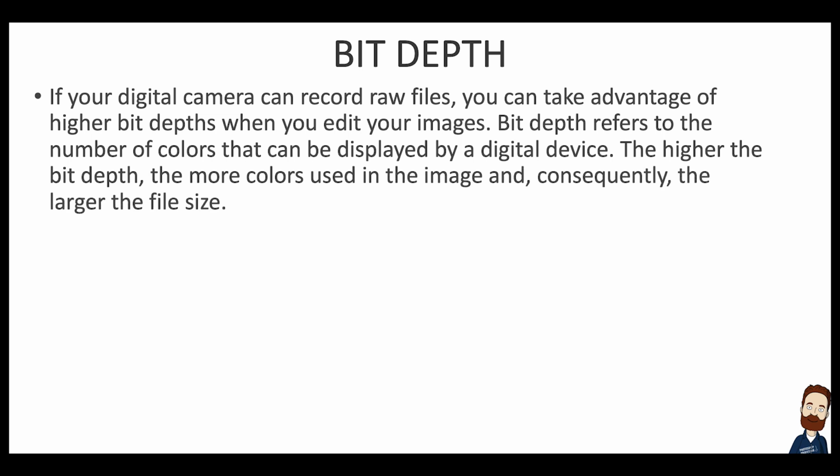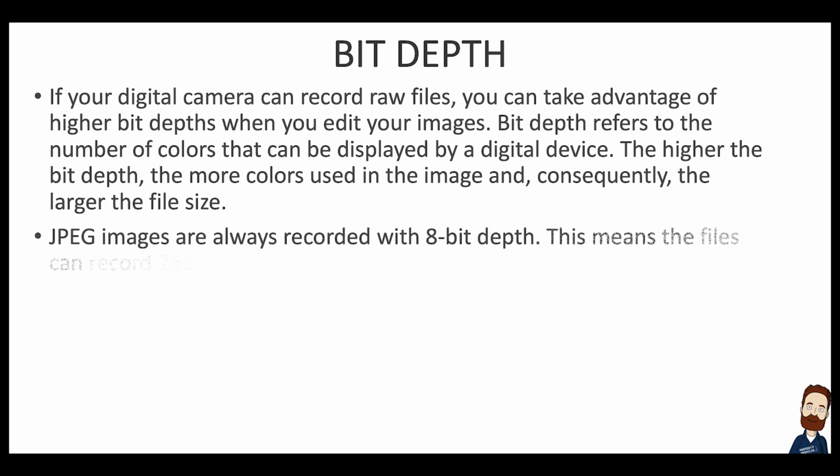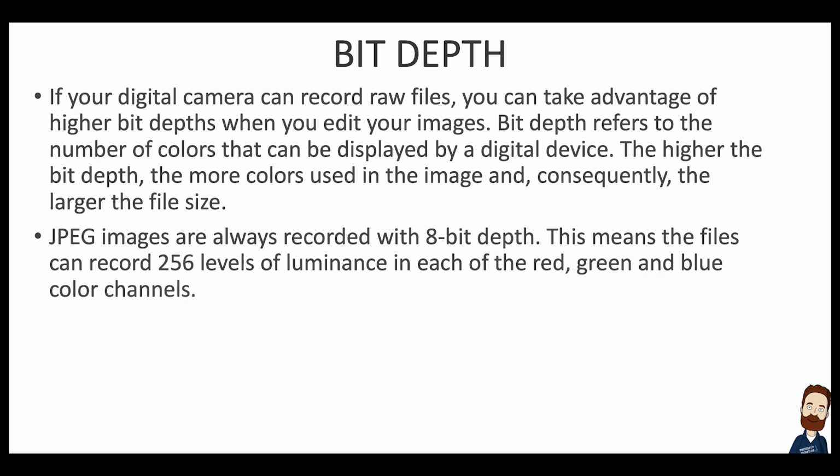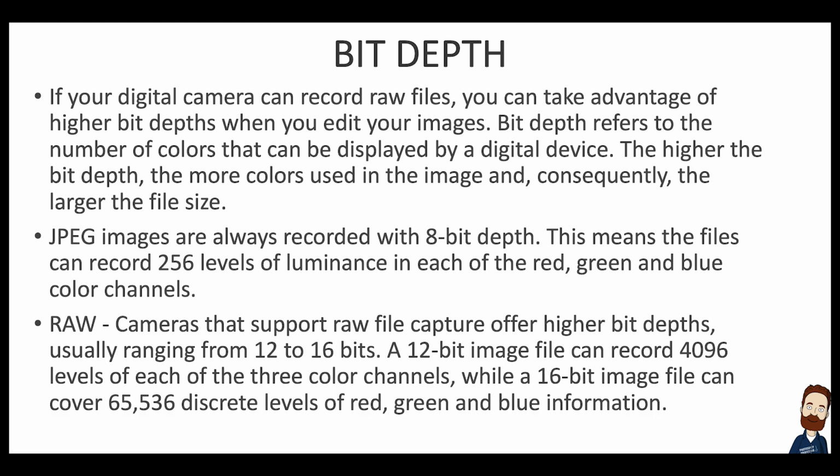Now, if your digital camera can record RAW files, you can take advantage of higher bit depths when you edit your images. Bit depth refers to the number of colors that can be displayed by a digital device. The higher the bit depth, the more colors and luminance used in the image, and consequently, the larger the file size. Now, JPEG images are always recorded with 8-bit depth. This means the files can record 256 levels of luminance in each of the red, green, and blue color channels.